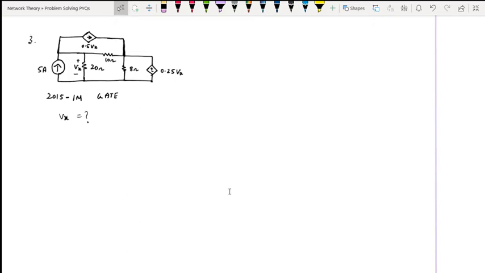Let's proceed with the next problem. Okay, here we're supposed to find what is Vx. Vx is a drop across this 20 ohm resistor. So we need to find what is the voltage across this 20 ohm resistor.